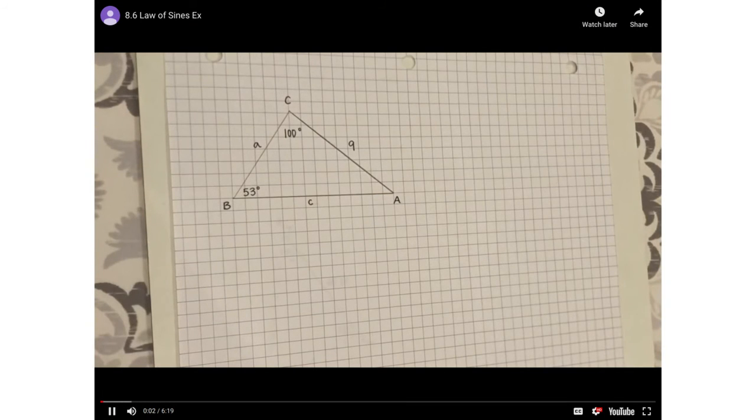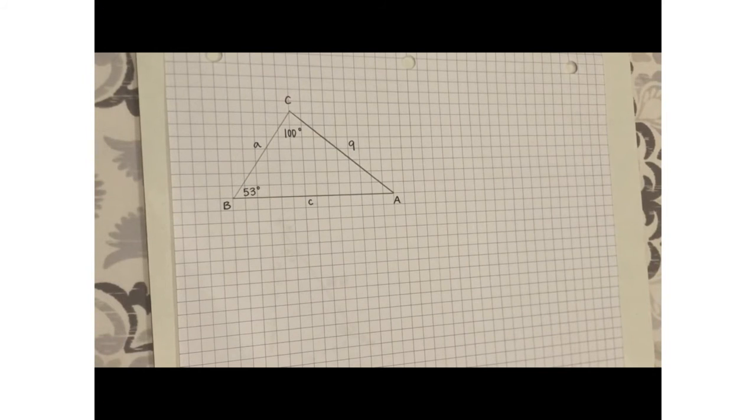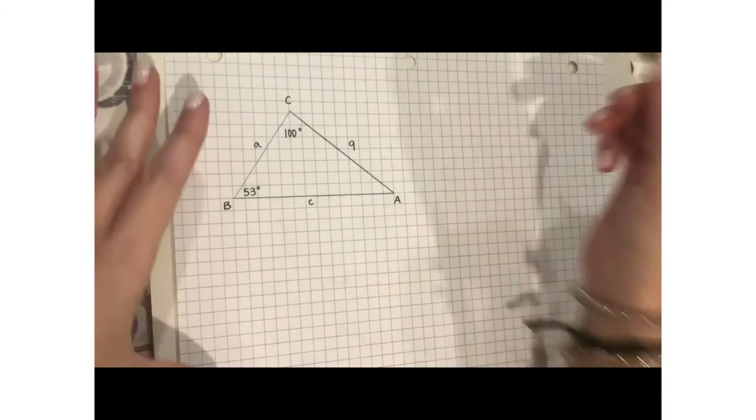All right, so our second example here, we need to solve this triangle. And what it means by solve is that we need to find every missing piece. So we need to find that missing angle and we need to find that missing side. And we're going to do so by using the law of sines. There's a few steps that you would want to follow in order to solve this.